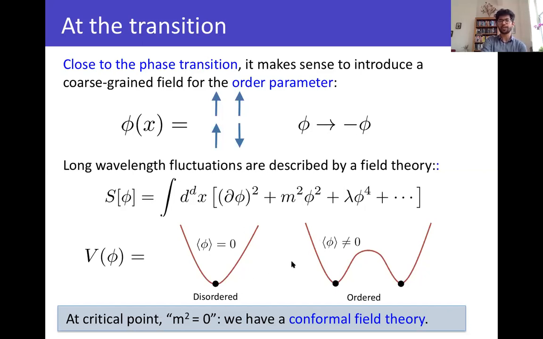At the critical point where m^2 equals zero, where really by m^2 equals zero, I mean you are tuning the relevant deformation that takes you through the phase transition to zero, we have a conformal field theory, a scale invariant field theory describing the transition. Okay? And again, everything that I'm saying here is, I think, very well known to everyone. This is standard stuff.